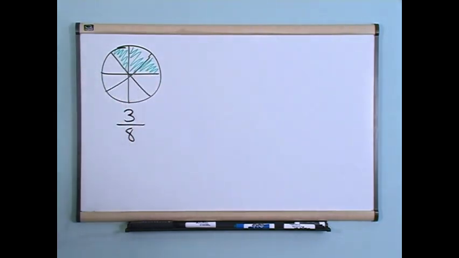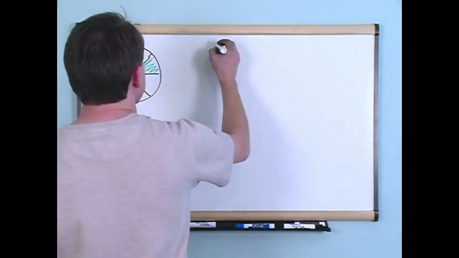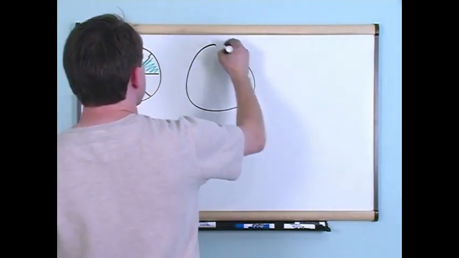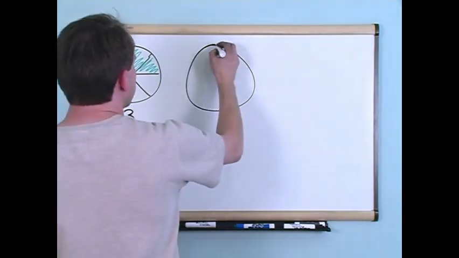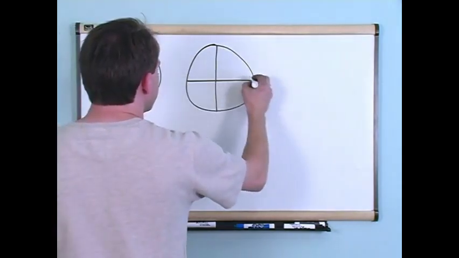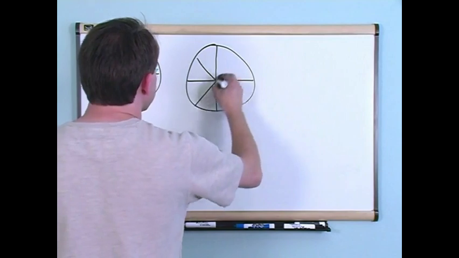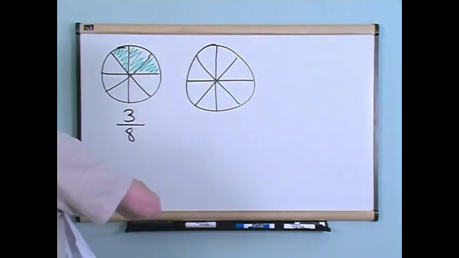All right. Now, let's go ahead and see what something a little bit different looks like. Let's see, I have 8 pieces of pie again, and let's go ahead and take 4 pieces.